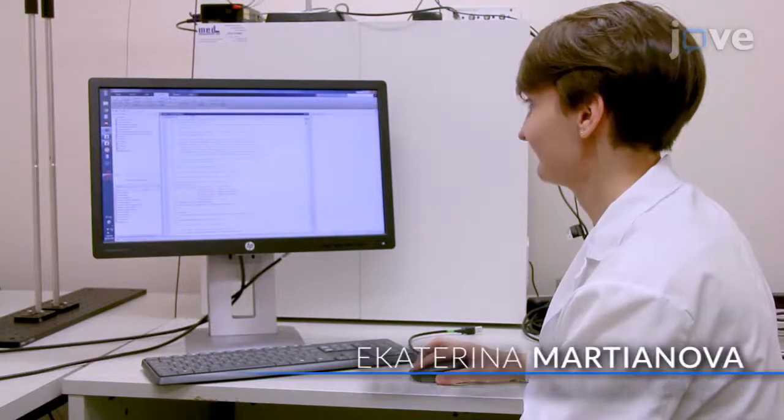Demonstrating the procedure will be Ekaterina Martianova, a graduate student in my lab.